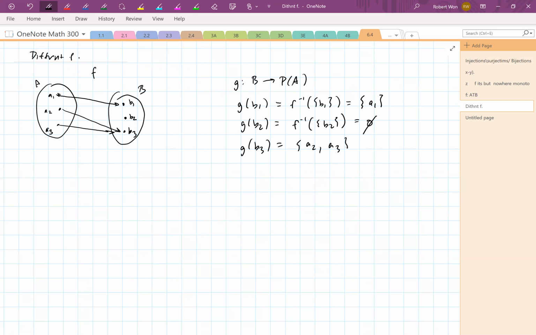So in this example, is G injective and is G surjective? Well, G is still injective because it spit out 3 different subsets of A, 3 different elements of the power set. So these are all different. So G is injective. Also, G is still not surjective because the power set of A contains 8 points, but it only spit out 3 elements of the power set.